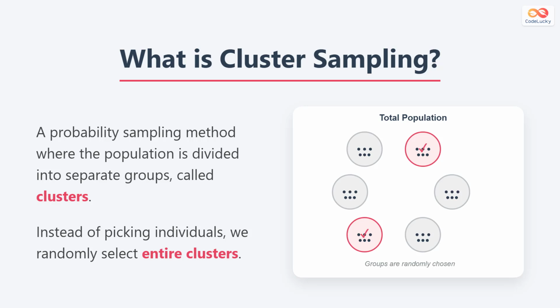So, what exactly is cluster sampling? Imagine your entire population is already naturally divided into groups. These groups are what we call clusters. In this method, we do not select individuals directly. Instead, we randomly select a few of these entire groups. Everyone inside those selected groups becomes part of our study.